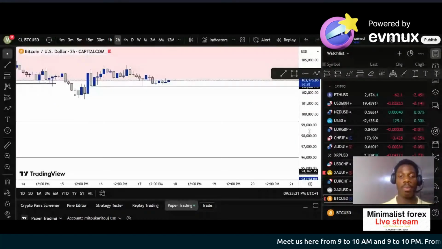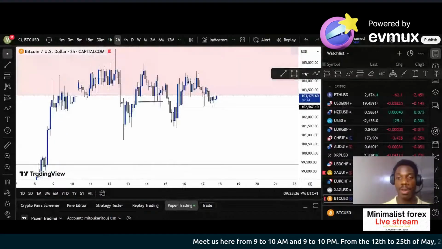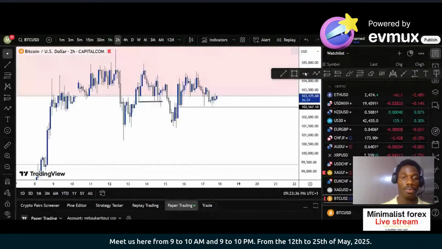Okay. So when we observe this structure, what do we see? We see high, low.